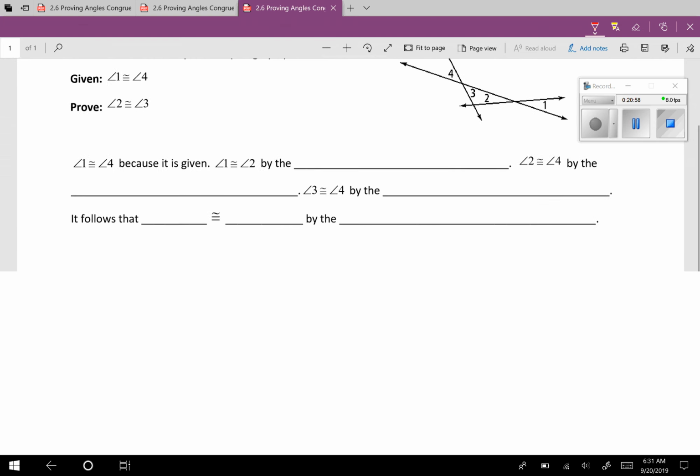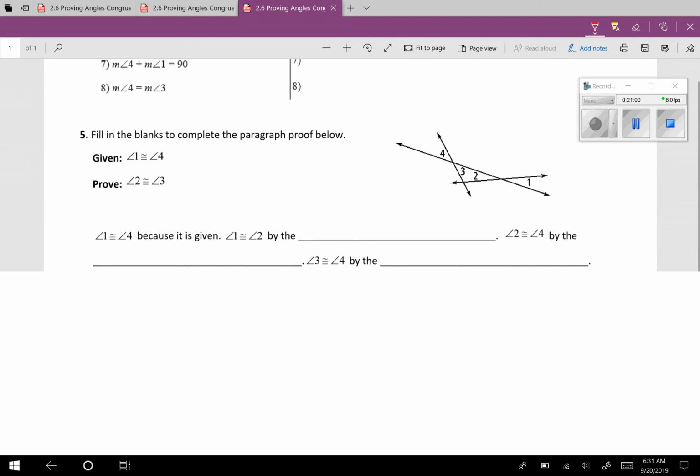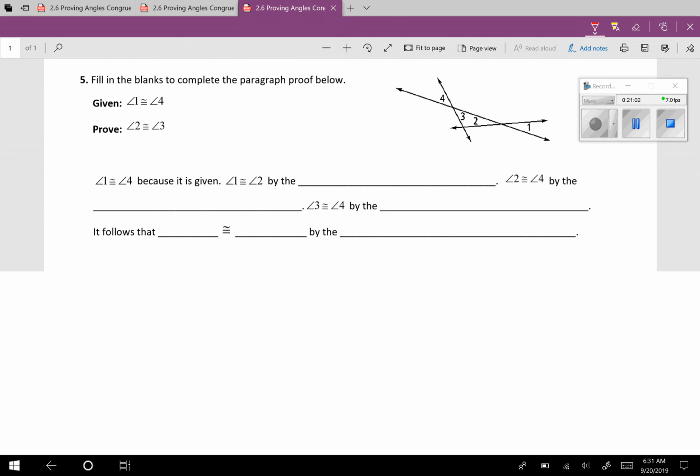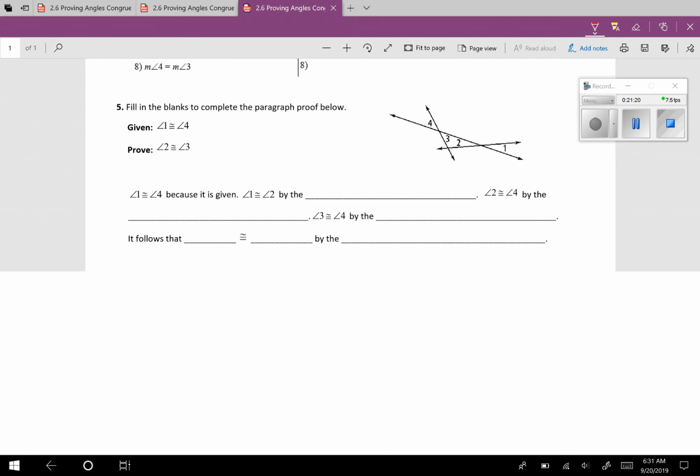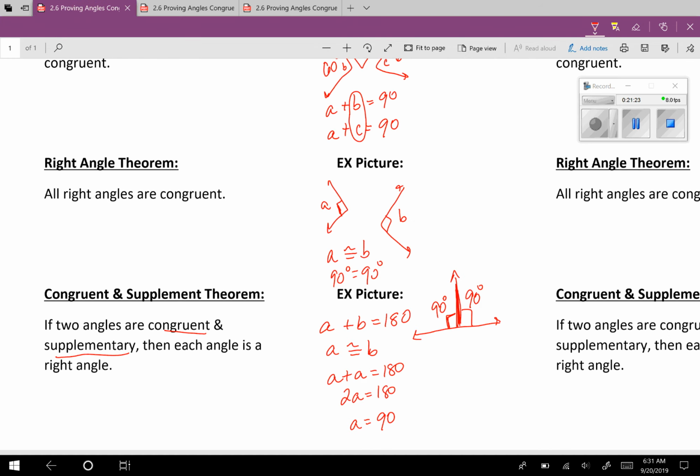And then this one is pretty easy, the number 5 to fill in. You're just filling in the blanks. They've already given you the framework for the reasoning, so you're just saying, okay, what should I put in these blanks here? And as you can see, there's a lot of vertical angles. So use that other half sheet that we made with all the theorems on it. This one right here, and that should help you.